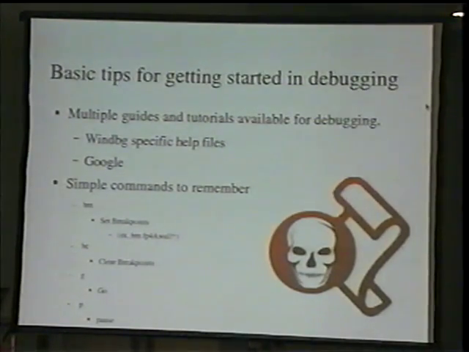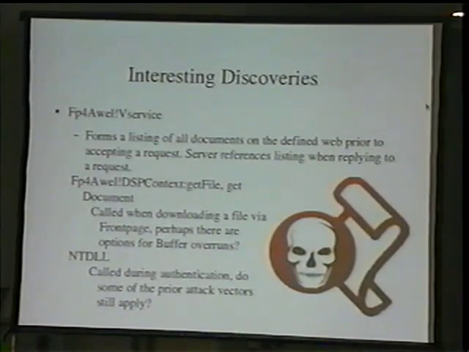P pauses the activity. All right, what did I discover when I went through it? This is just a very brief list, but one of the things that I hit on was the fpAWEL service actually forms a listing of all documents in the defined web prior to accepting a request. It was my hope that it was coded a little more poorly, that it would wait for your request, then go and pull the file and retrieve it for you. However, the server does pre-query the site and then create a static array listing of these values. And then it will search this list when you make a request.